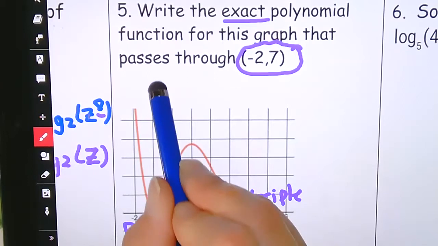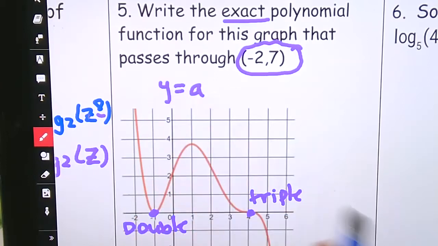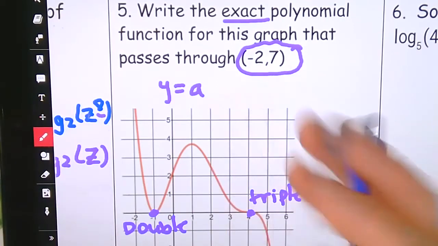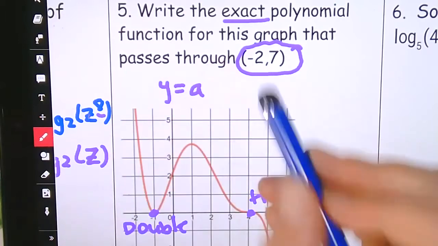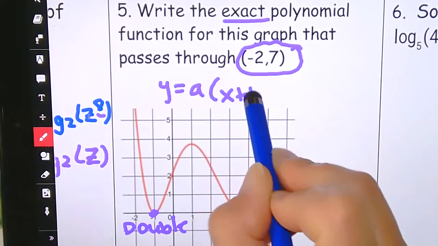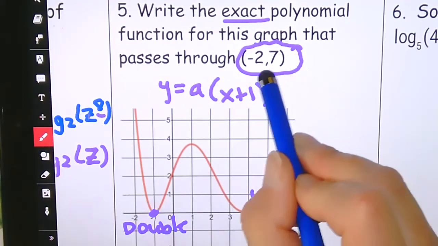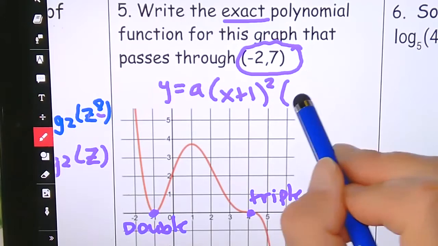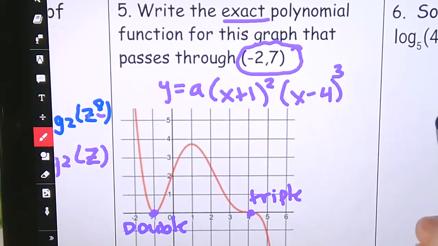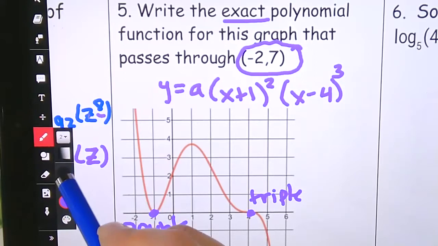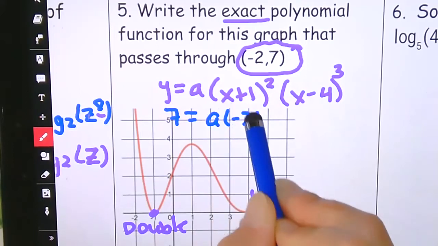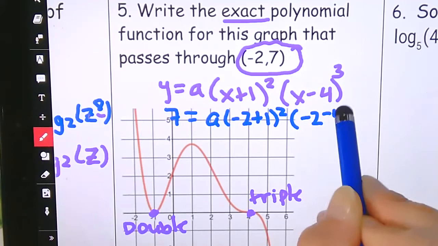And so now y is equal to A. And I don't need to worry about my sign. My sign will come when I put in this number and I've solved for A. So don't worry right now if this should be a positive or a negative. We will get that with our problem. So this -1, that came from an x plus 1, because -1 makes that 0. And again, it was a double, so I'm going to write a square. This 4 came from the factor of x minus 4. And since it's cubic looking, it is a triple. I raise it to power 3. And then I'm going to put in this -2, 7. So 7 is equal to a times -2 plus 1 squared times -2 minus 4 cubed.